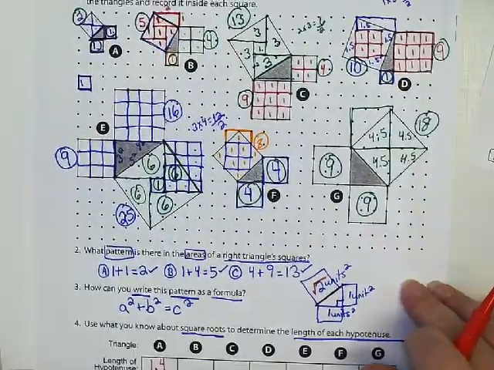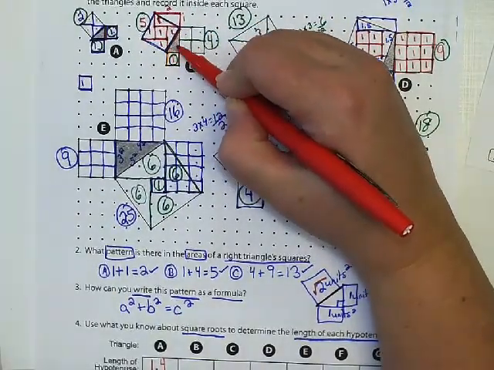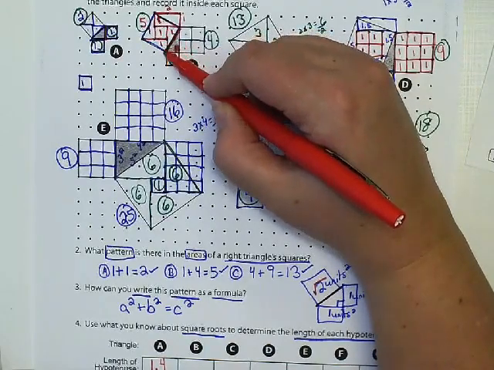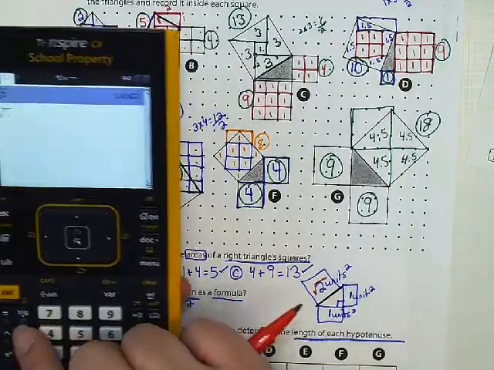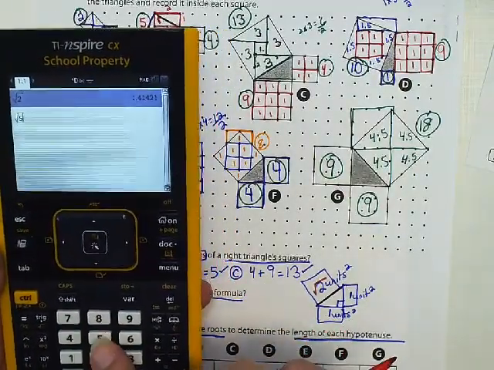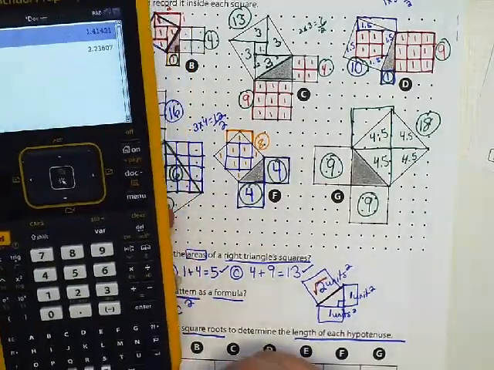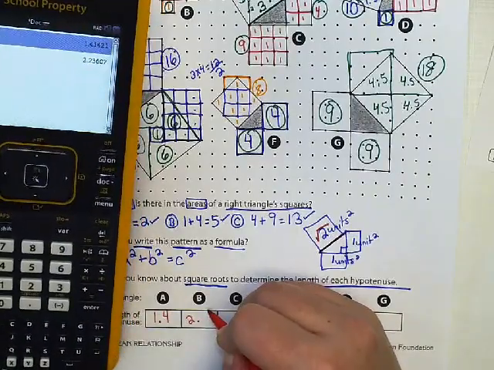Now let's look at B. At B, I want to know this length. It's across from the 90-degree angle. My area was 5, so to find the length, I have to take the square root of 5. And that would give me 2.36. Let's round to 2.4.